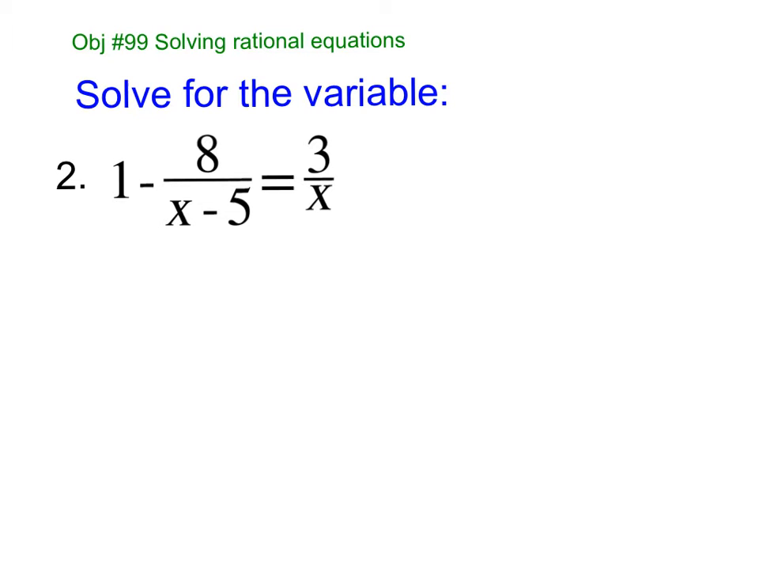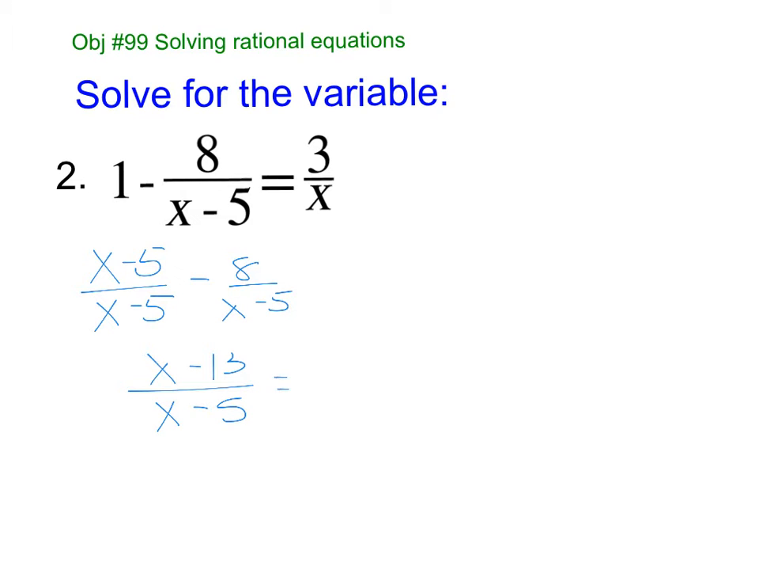Now let's do this harder one. So it says 1 minus 8 over x minus 5. So there are a couple ways to do this. The one way I would do this is turn the 1 into x minus 5 over x minus 5. So that becomes x minus 13 over x minus 5 equals 3 over x. So you have a couple options here. We can make a common denominator, or we can cross multiply.